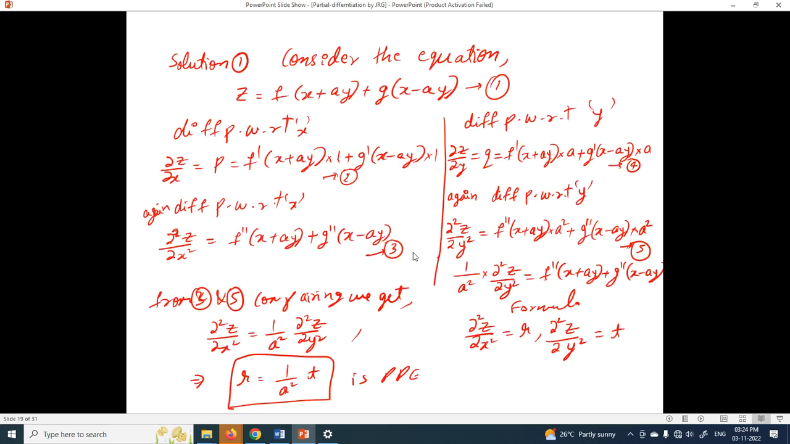Then next, I have taken one simple example, z is equal to f of x plus ay plus g of x minus ay. Differentiate partially with respect to x. I have calculated r is equal to 1 upon a square, dou square z upon dou y square. Similarly, on the left hand side we have differentiated partially with respect to y, and I have calculated 1 upon a square, dou square z upon dou y square, that is t. So you can see in equation 3 and equation 5 the left hand side is the same, therefore I have equated and calculated r is equal to 1 upon a square times t, which is the partial differential equation.